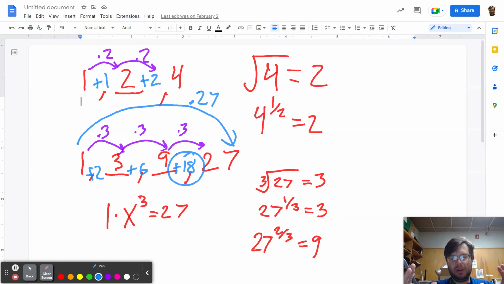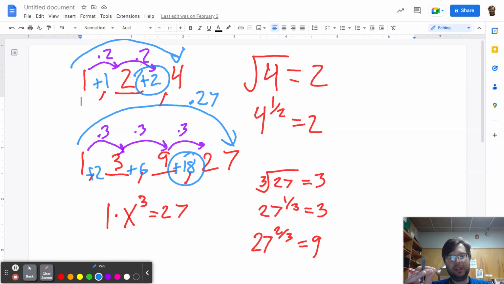Now, this is a big, weird idea, so I want you to sit with that. 2/3 of the change came at the end there. There were 3 little purple arrows, and the third arrow accounted for 2/3 of the total change. Okay? Similar sort of idea with my first example. If I do a big arrow from 1 to 4, that's a change of plus 3, and 2/3 of that change happened in the second arrow.